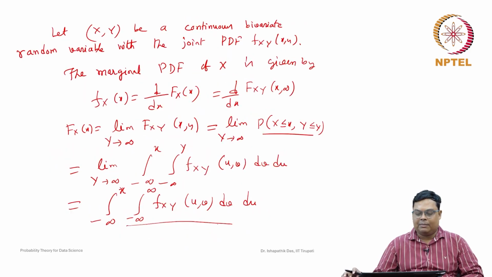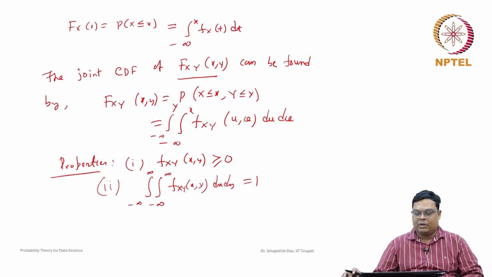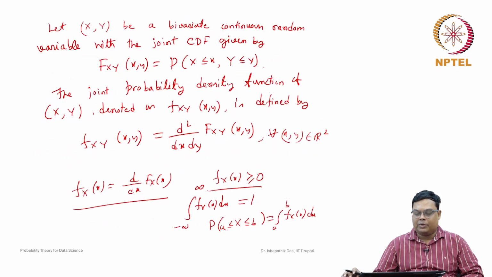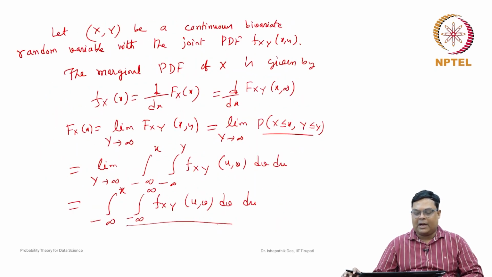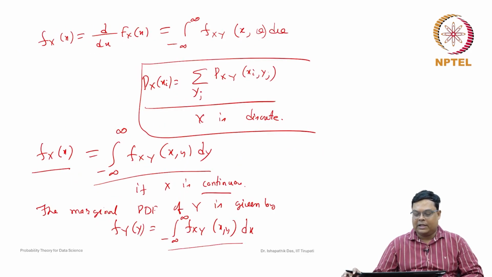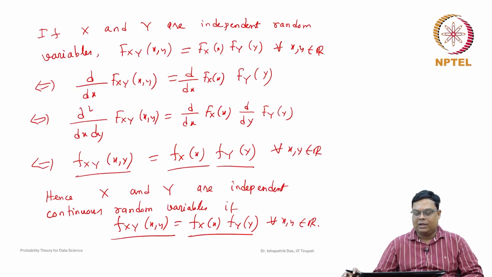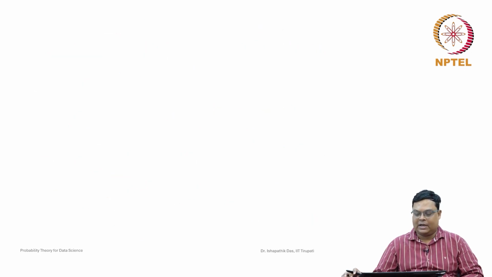So, these are the concepts whenever we have continuous random variables: their cumulative distribution function, their joint probability density function, how to find the marginal probability density function from the joint probability density function, and then how to check that these two random variables are independent by checking that the joint probability density function is equal to the product of their marginal probability density functions for all x and y.